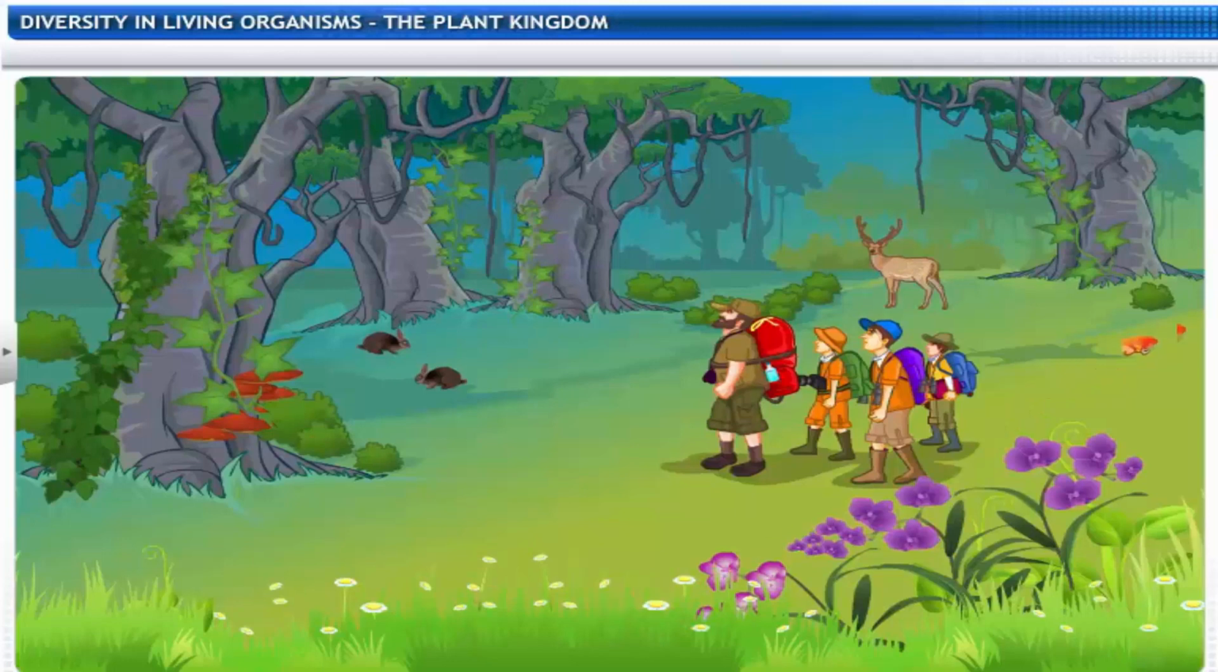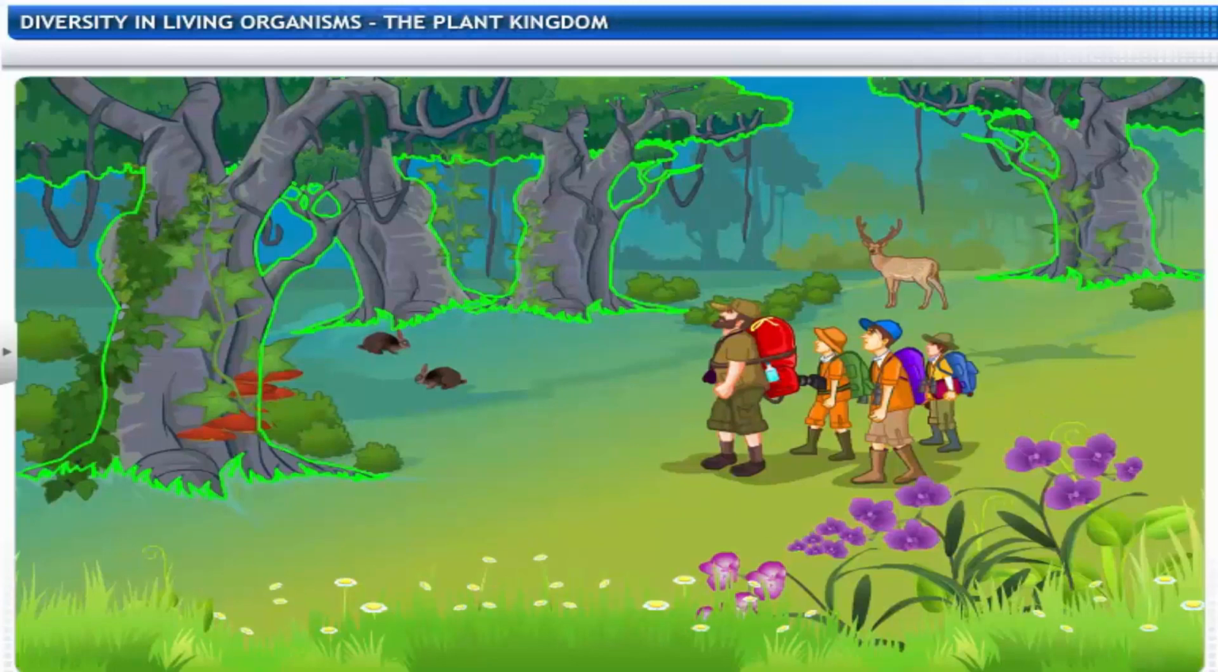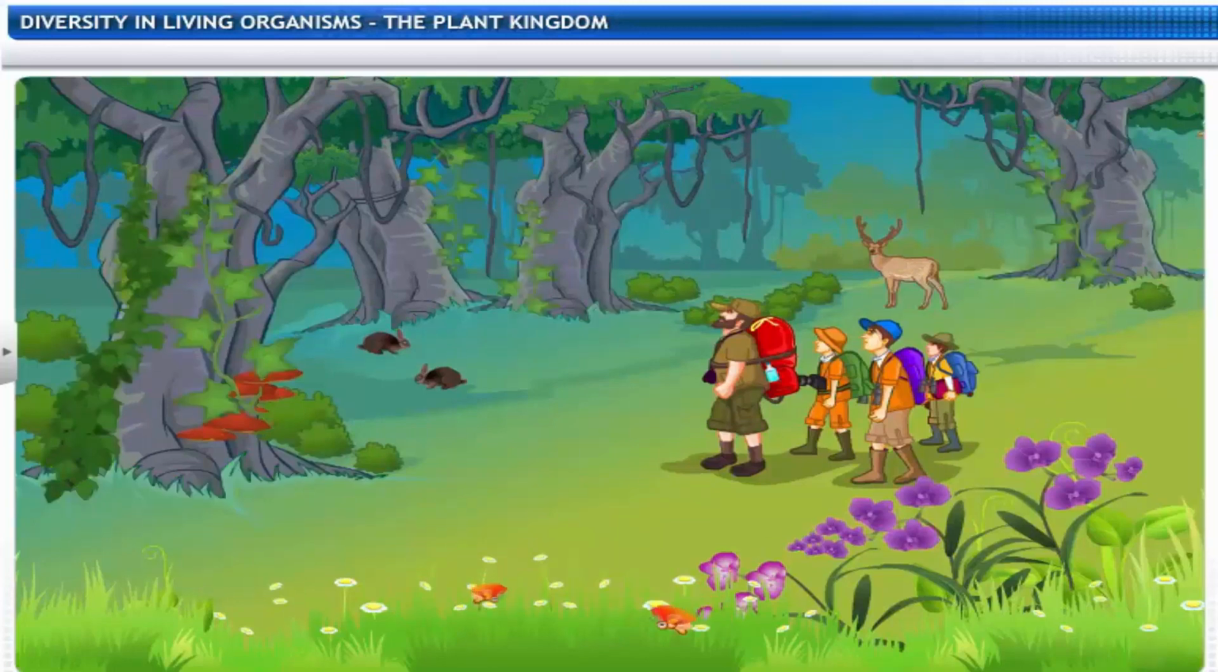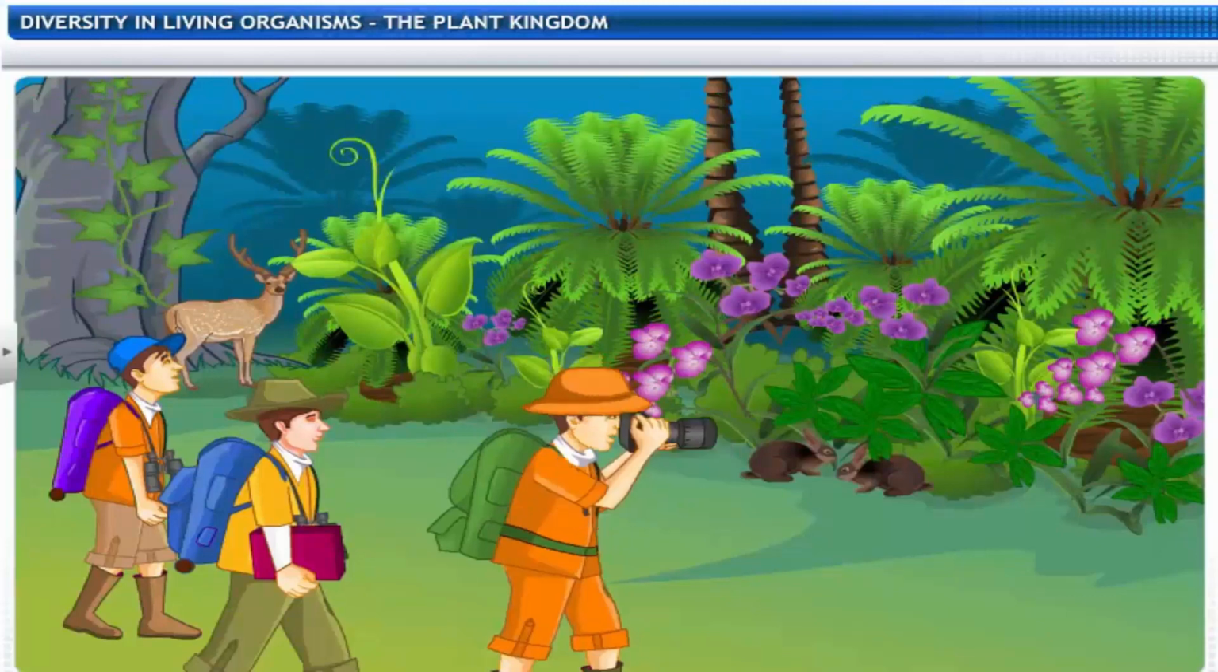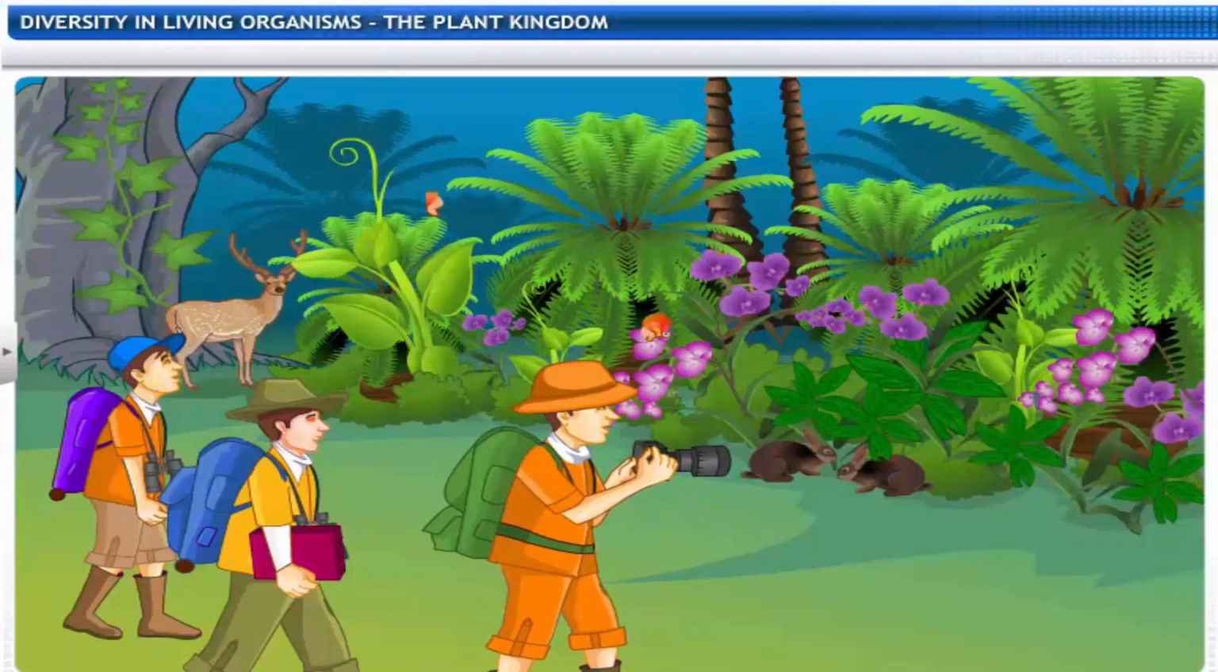Wow! Look at the variety of trees, creepers, shrubs, and orchids. I never realized so many of them even existed on this planet. Our planet has an amazing variety of flora and fauna. Even if you were to consider just the plant kingdom, the sheer number of species available would be overwhelming.